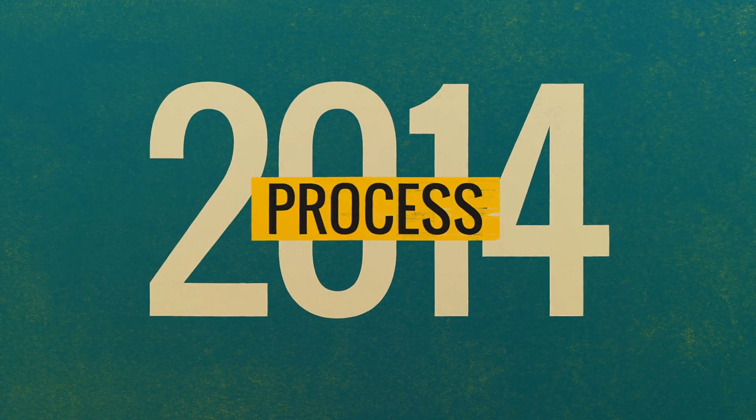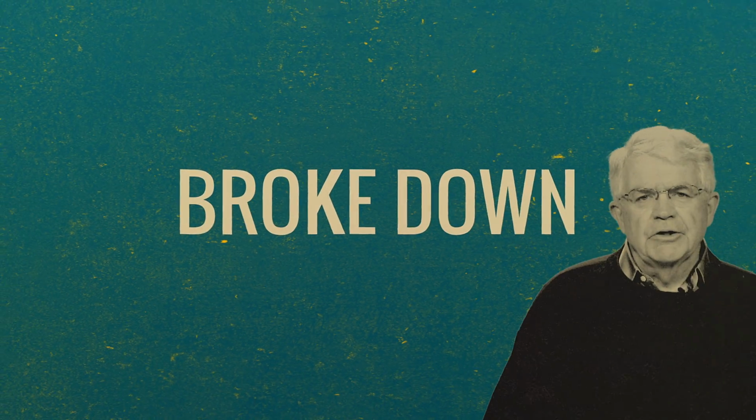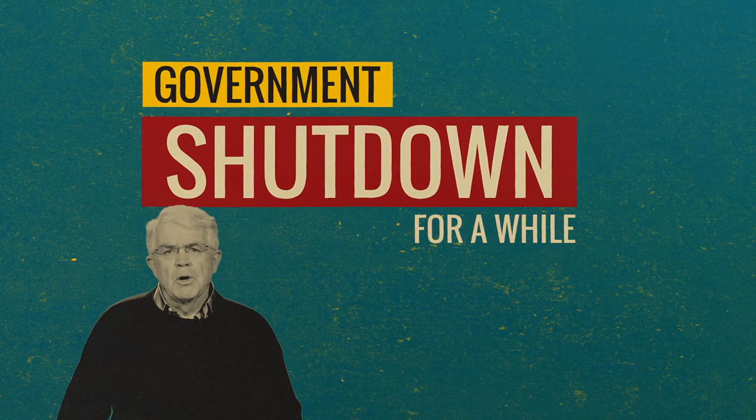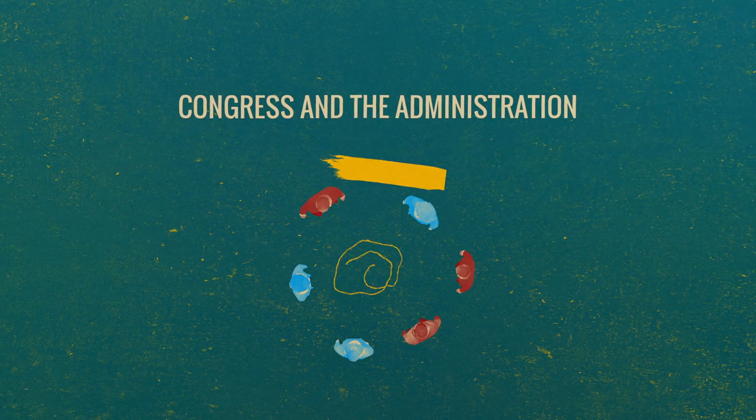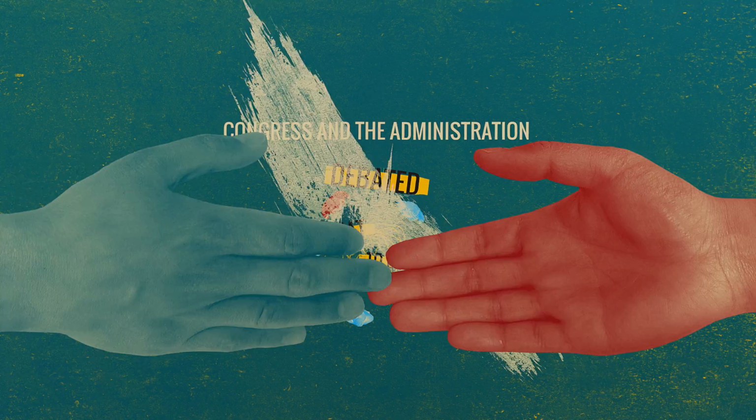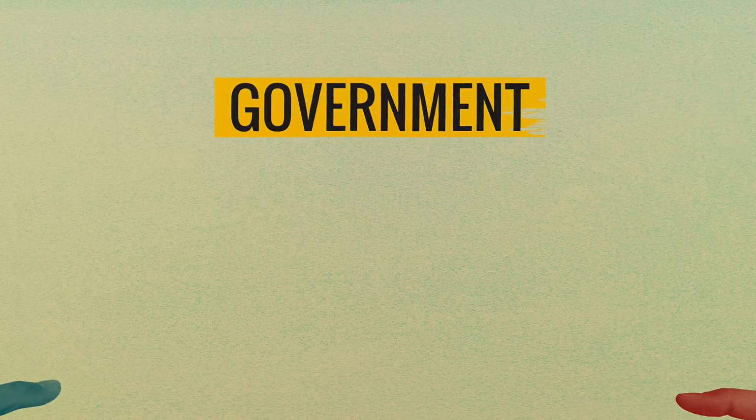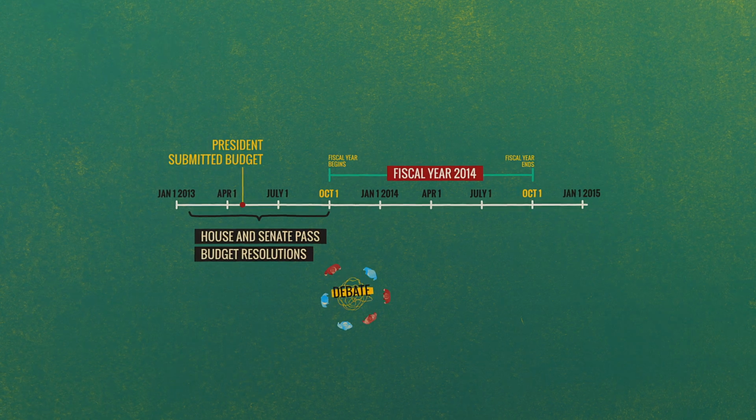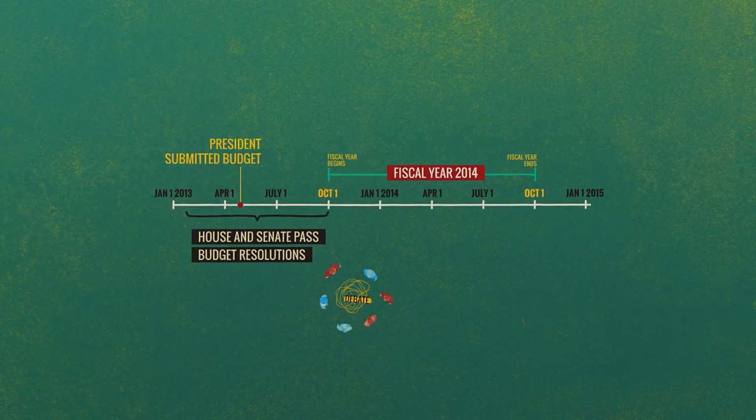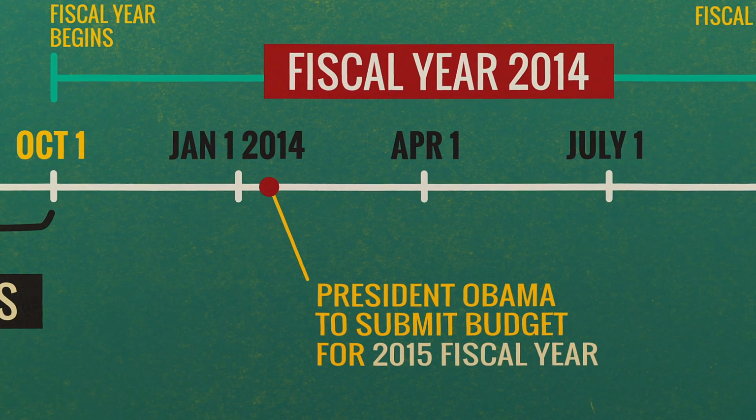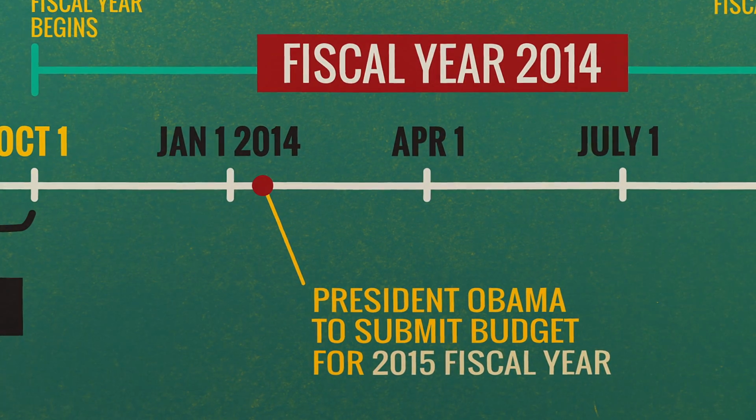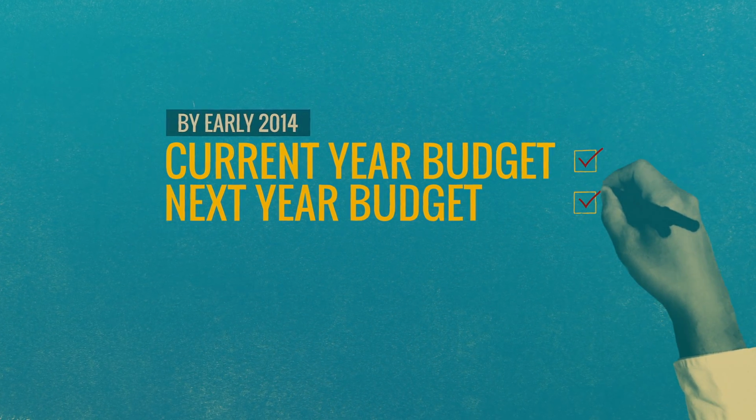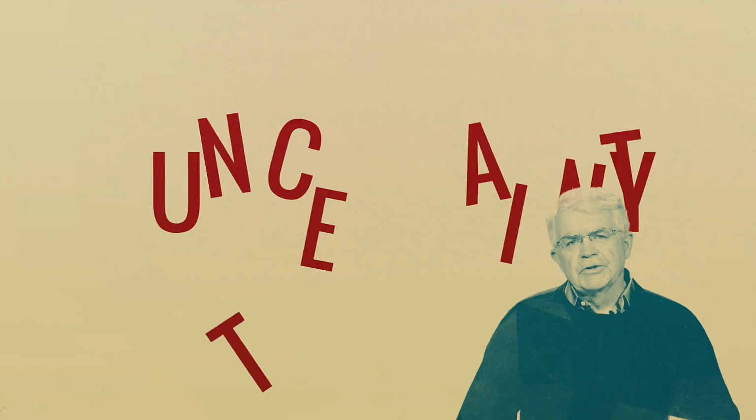This particular year, the whole process broke down because there was no budget ready by October 1st. And in fact, the government shut down for a while as the Congress and the administration debated what to do. There was eventually an agreement to continue with the government open, but no resolution on the budget. And so as of late 2013, they were still debating it. By early 2014, the president has to submit a new budget for the following year, and so now you've got to simultaneously discuss the current year budget and the next year budget, and that's added to a considerable degree of uncertainty.